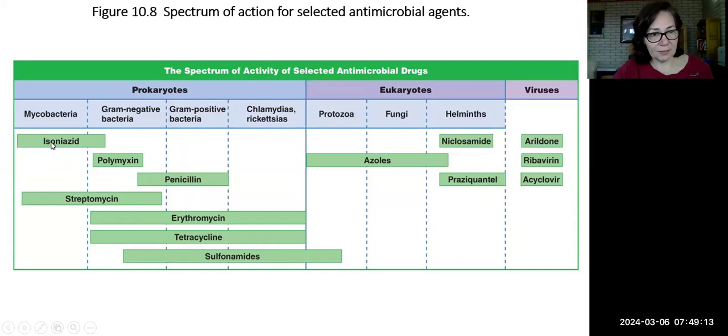But it's going to have an impact on the tuberculosis and not on the gram-positive bacteria that are in the patient's body. Okay, I think that's everything I needed to go over with this slide.